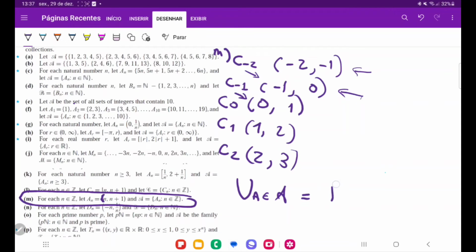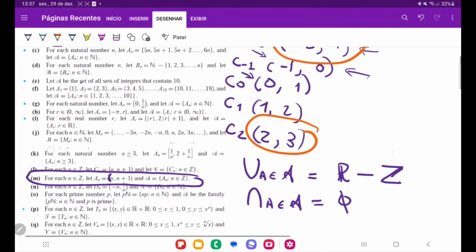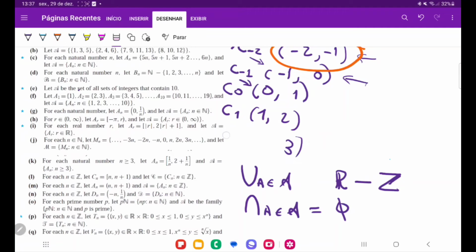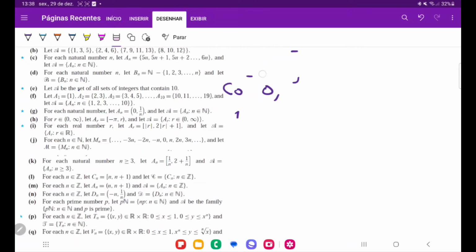So we're going to say that the union is going to be all real numbers minus the set of the integers. And then similarly, the intersection of A belonging to A is going to be empty because, for example, this interval here has nothing in common with this interval here. So that's it for item M. And now let's do item N. Let's put this together here.